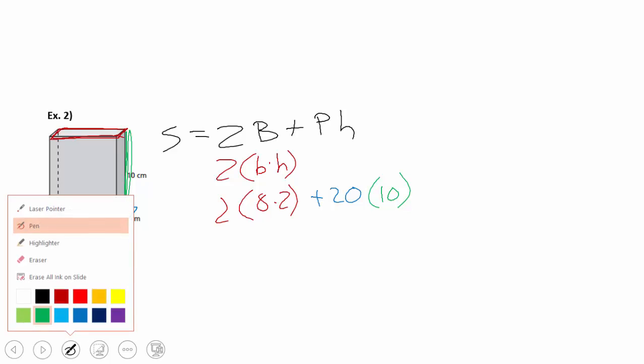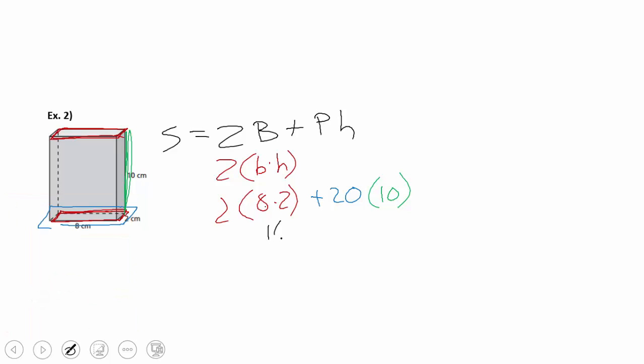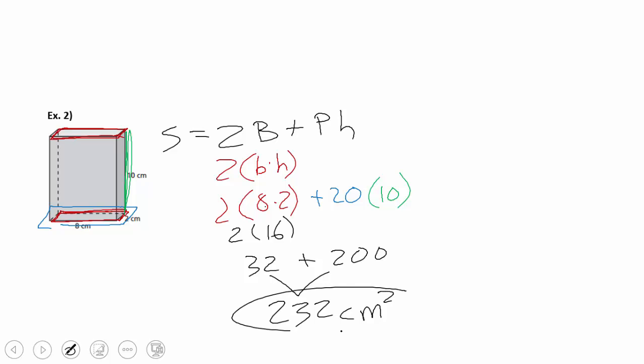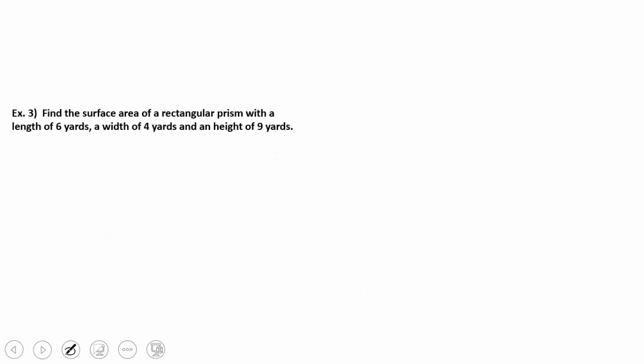Okay, so now when we do the math, 8 times 2 is 16, 2 times 16 is 32, plus 20 times 10 is 200, and we add those together, we get 232. Our units are centimeters, and as always, it's area, it's squared. 232 centimeters squared.